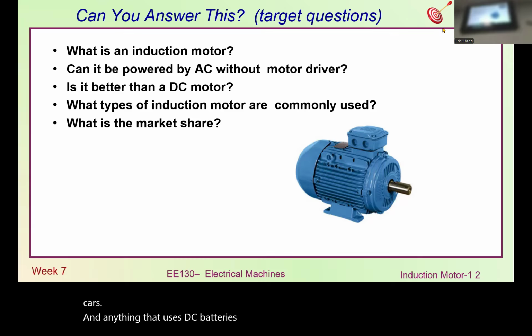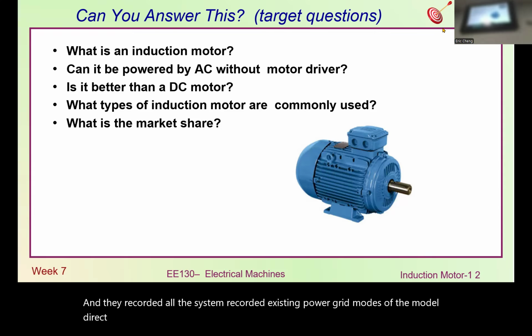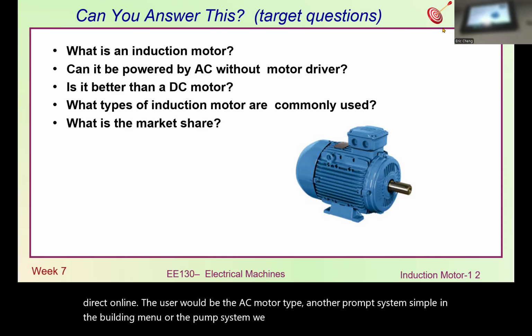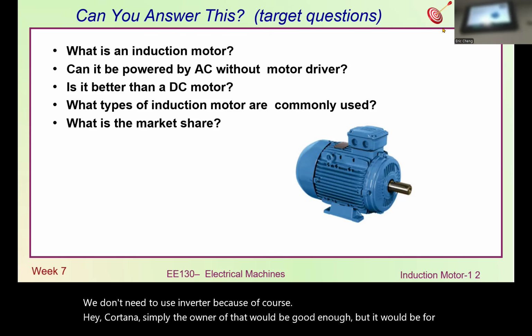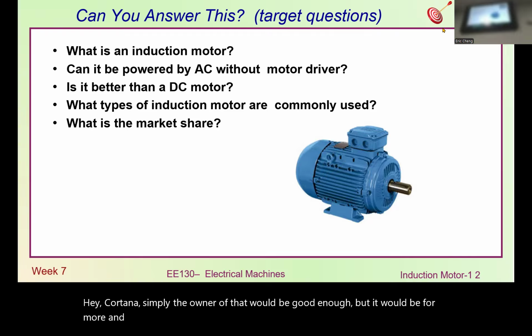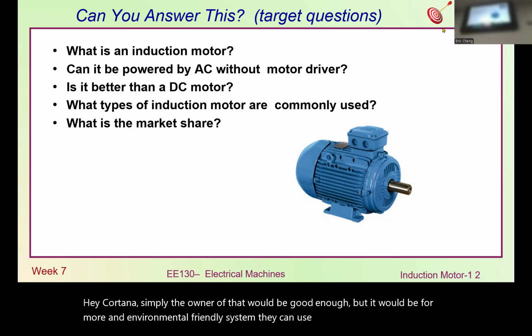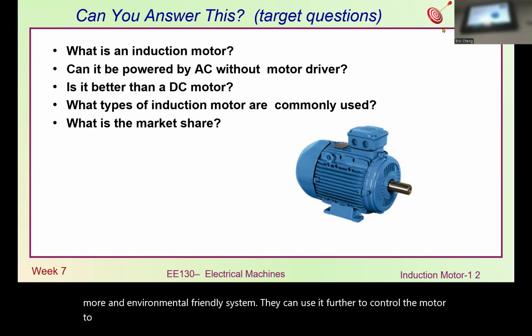Well, when the system is connected to the existing power grid, mostly they want direct online, so usually they would be AC motors, like the pump system in a building. You don't need to control that. We just switch it on and off. You don't need to use an inverter, mainly because of the cost. If you connect the motor and simply switch on and off, that is good enough. But for more environmentally friendly systems, they can use an inverter to control the motor to have so-called variable speed control.